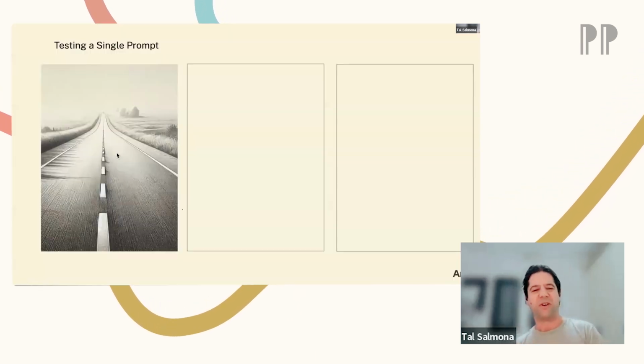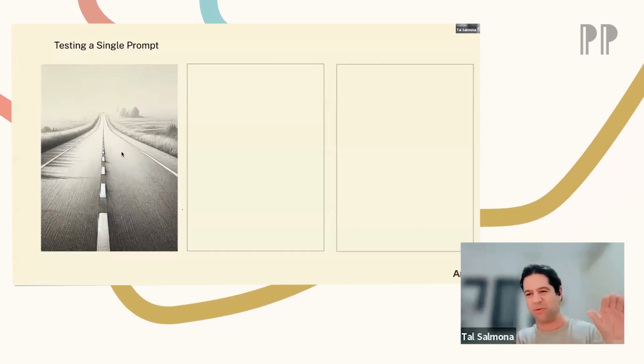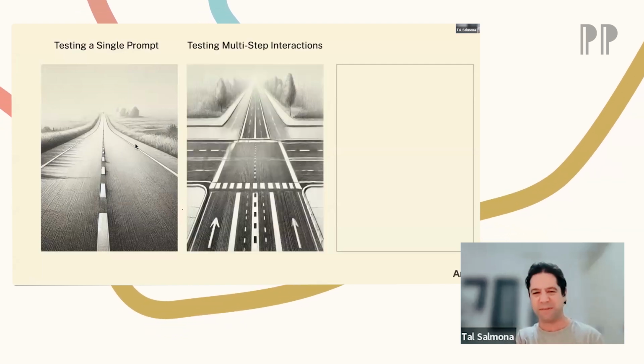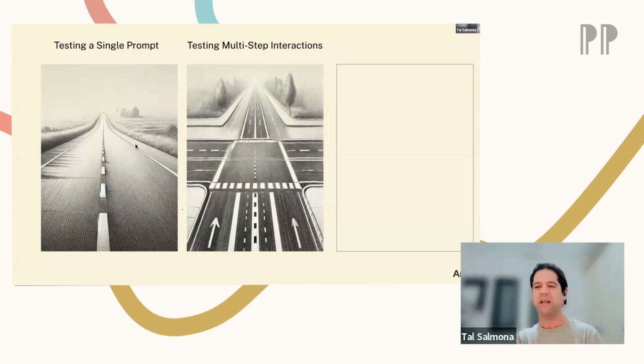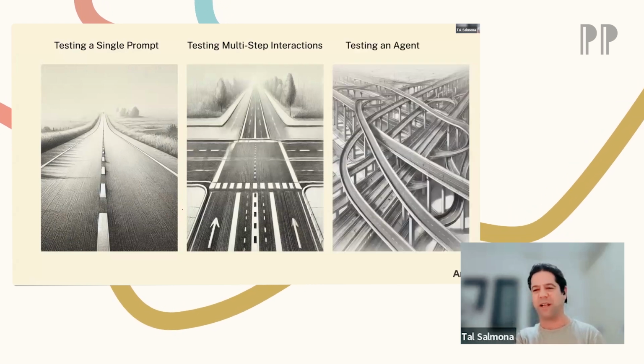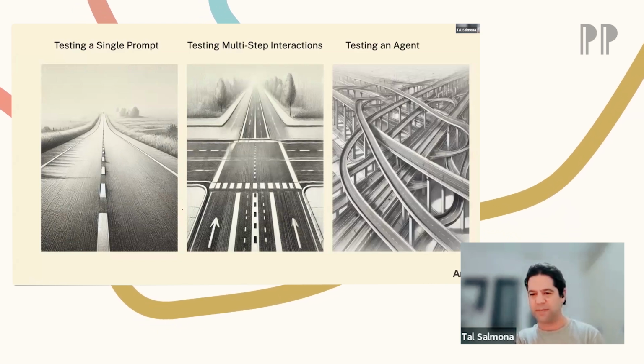All right, so we're going to start talking about testing a single prompt just to kind of level set. Then we're going to talk about multi-step interactions like chat. And finally, we're going to talk a little bit about testing agents.